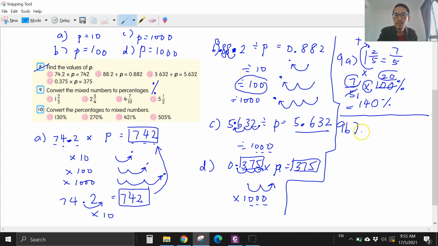Okay, 9B is 3 3/4. Same thing, tukar kepada pecahan tak wajar, improper fraction, times, and then plus. Times and then plus. 4 times 2, 8. 8 plus 3, 11. Yang bawah, salin. So, 11/4, tukar ke peratus, darab 100%. Bagi 4, 1. Bagi 4, 25. 11 kali 25, 275.